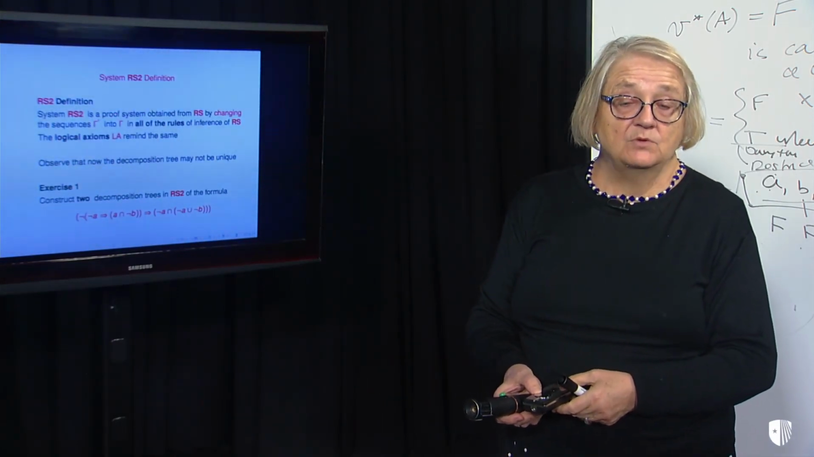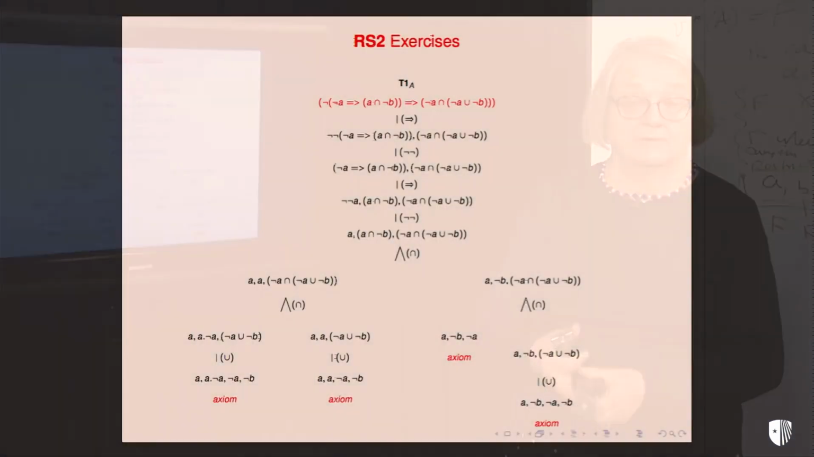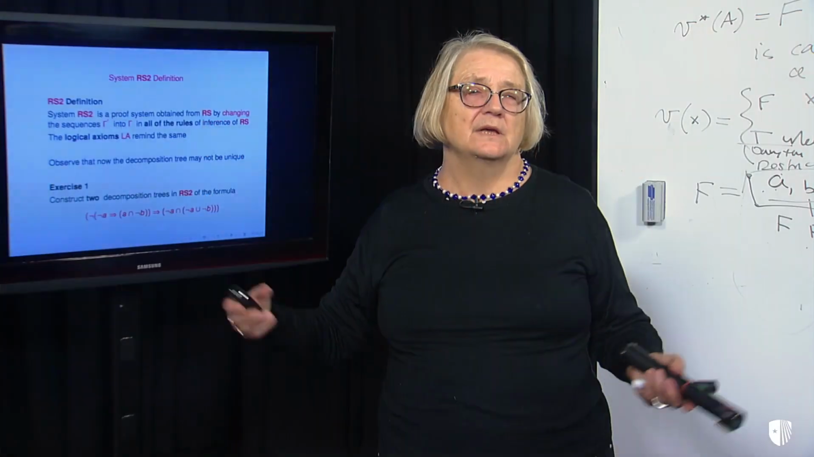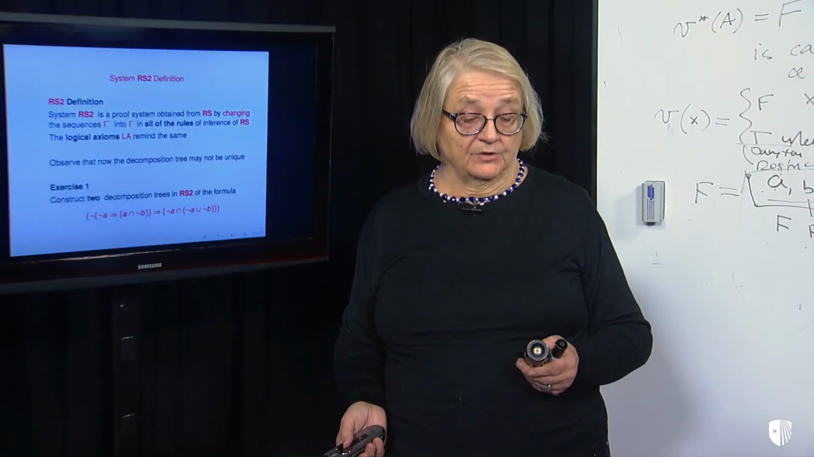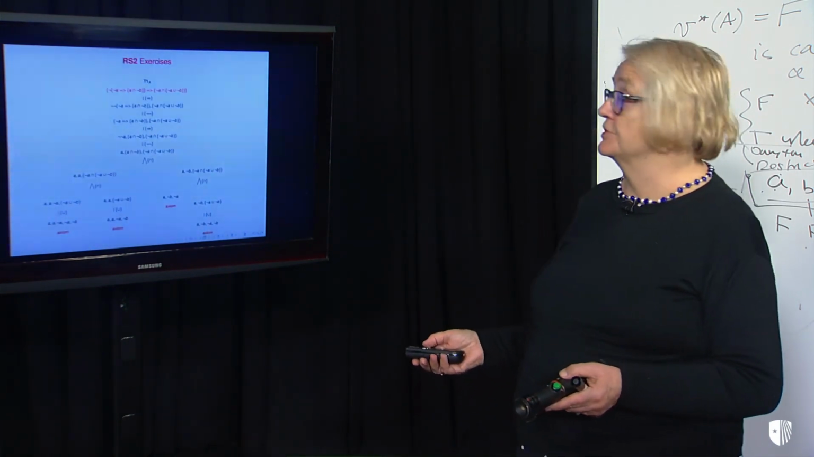Now, in the other system, you just skip primes. So you change gamma prime into gamma. So you don't have primes at all. You don't have literals. It means that you can decompose any formula in the sequence. So you can have many possible decomposition trees.